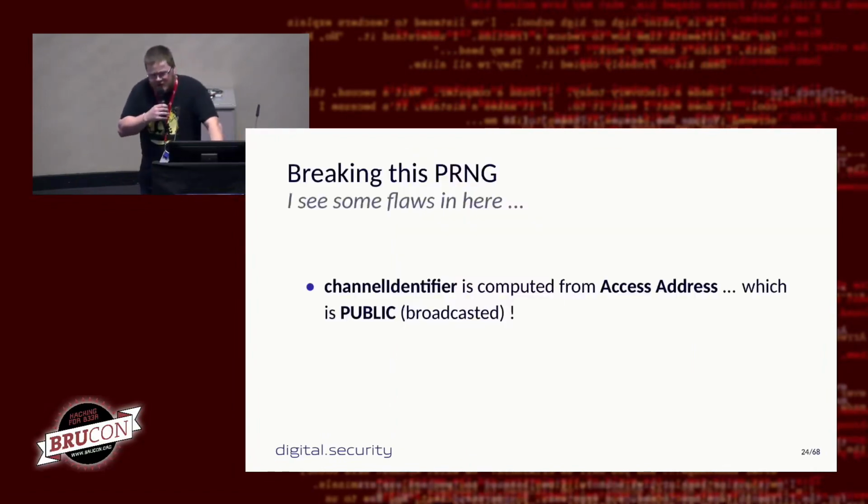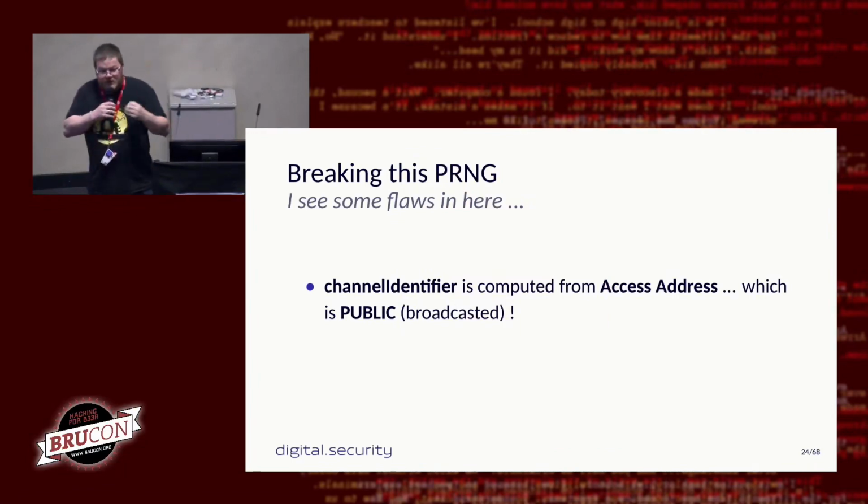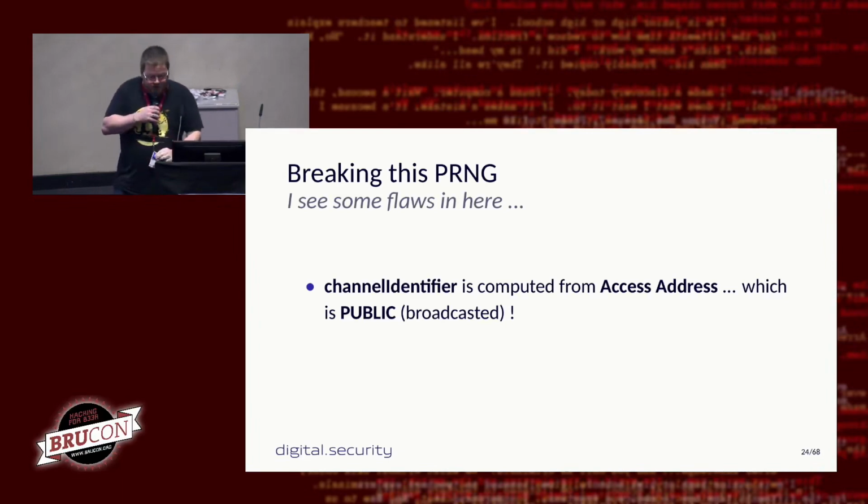And I see also some flaws here. The first one is that the channel identifier is public, as I said previously. It is a 16-bit value you can compute from the access address. So we know this. If we are going to hijack or jam a connection, we need this access address value, so we know the channel identifier.